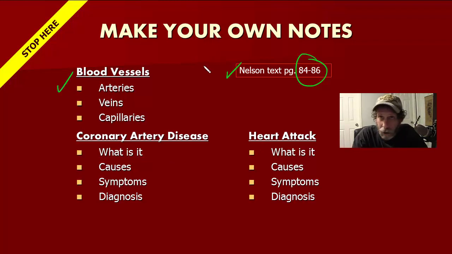You make your own notes on blood vessels. It's about a paragraph or two in the book. Make some nice notes on arteries and veins and capillaries. And we'll talk about that, and I'll tell you more about each of these when I see you.